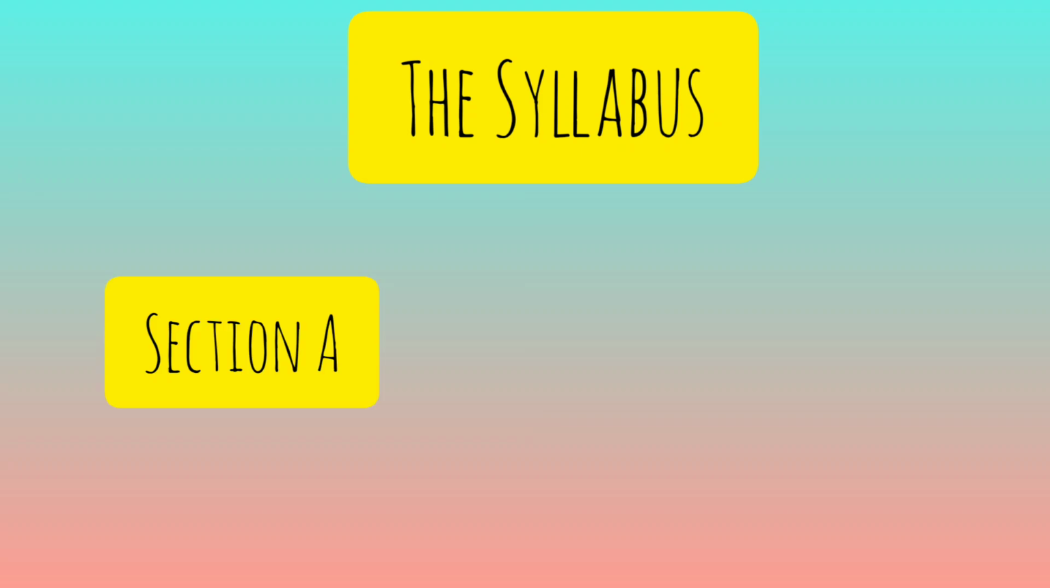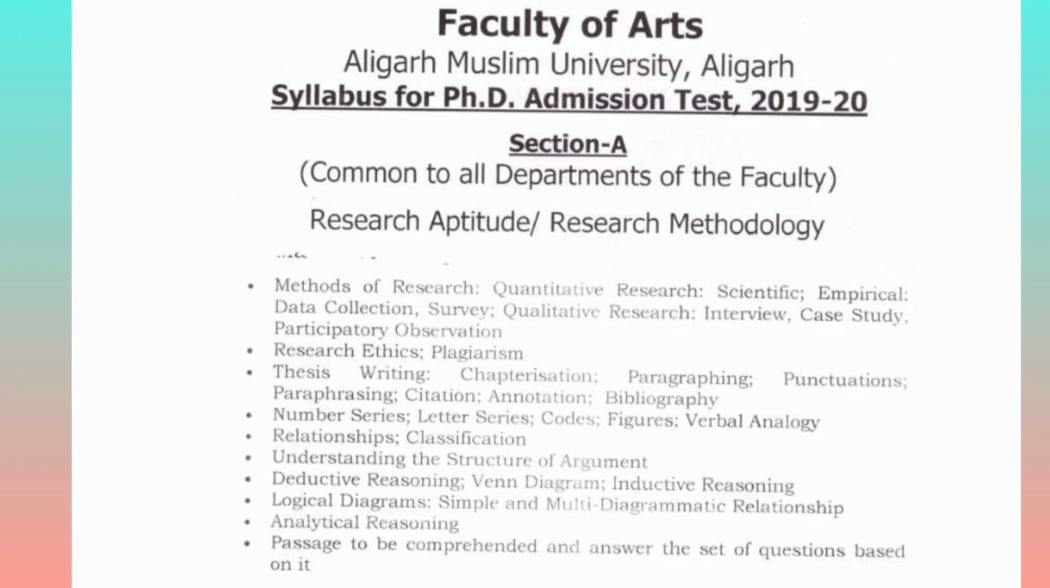So section A consists of many different topics, and we will be discussing it in detail. And section B consists of the subject concerned, meaning questions will come from your subject. So each section will have 40 questions, that makes a total of 80 marks, and 20 marks will be of your viva or presentation, that too if you qualify the written examination. So here I have pasted a picture of the syllabus of section A that will consist of these many topics, so please have a look.